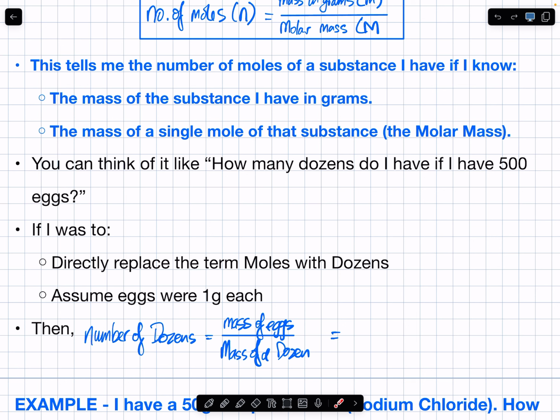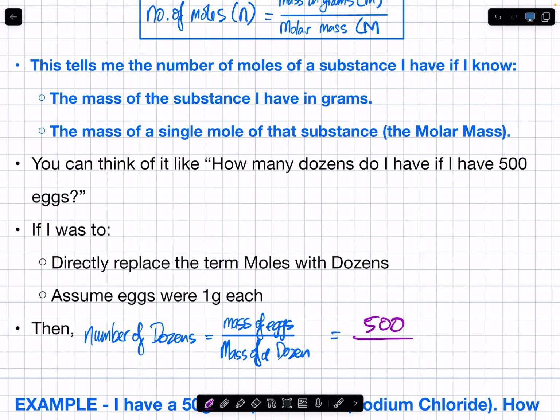But I need to do some conditions here. If I directly replace the term moles with dozens, and I assume eggs were 1 gram each, what would this maths look like? If I've had 500 eggs, what would the mass of that be if I assume each egg is 1 gram? What would the mass of eggs be? 500. Over. What is the mass of a dozen eggs?